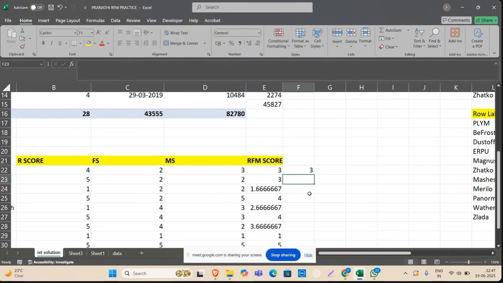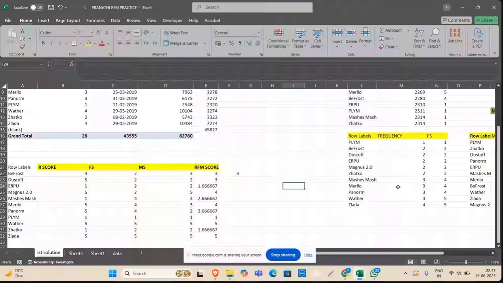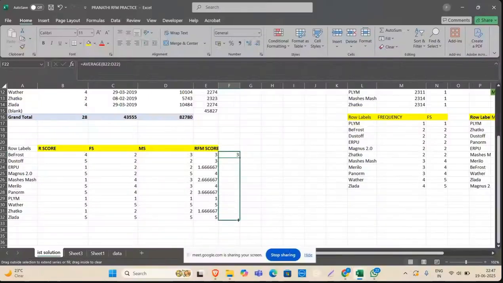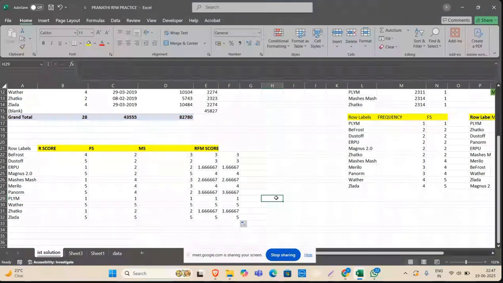Understood? Okay, understood. Only the first one. We can drag down after that. Then you can just drag it. I cannot drag it, I don't know. Okay, so this will be the last value table.